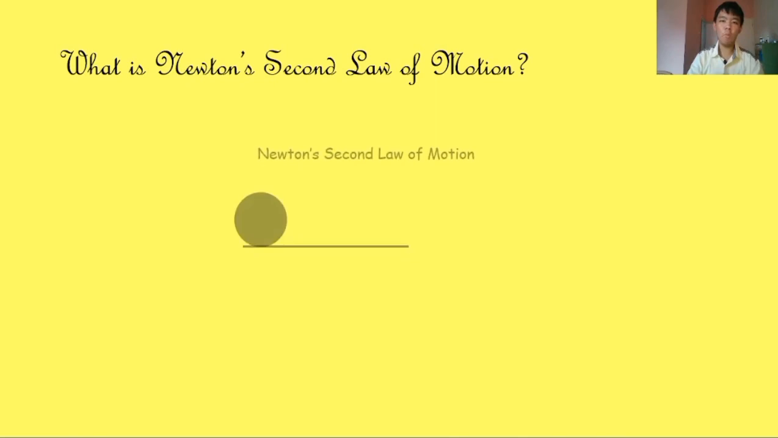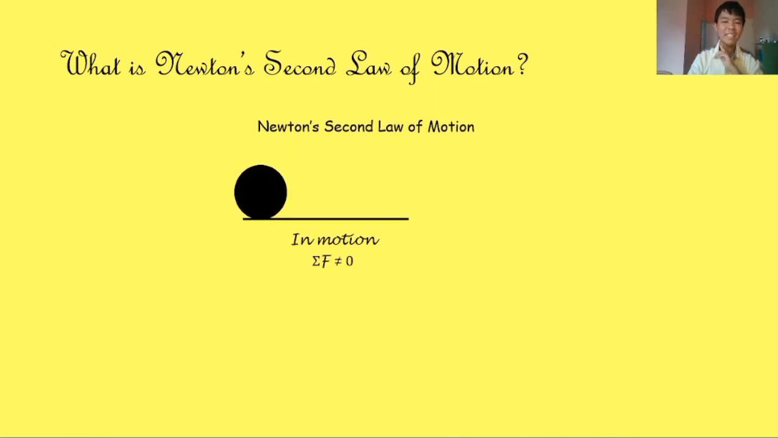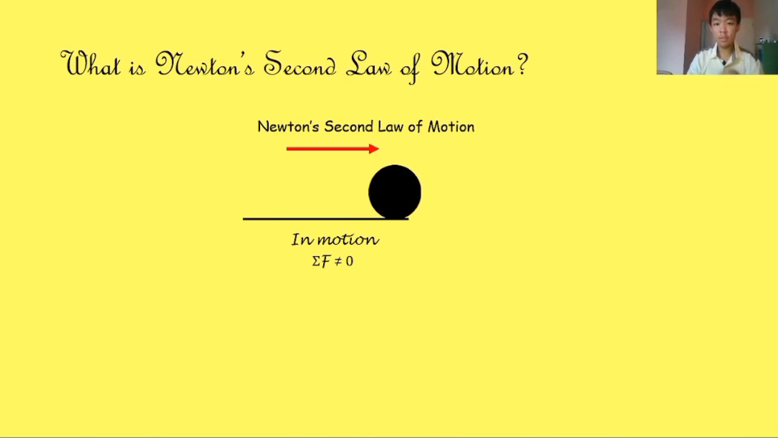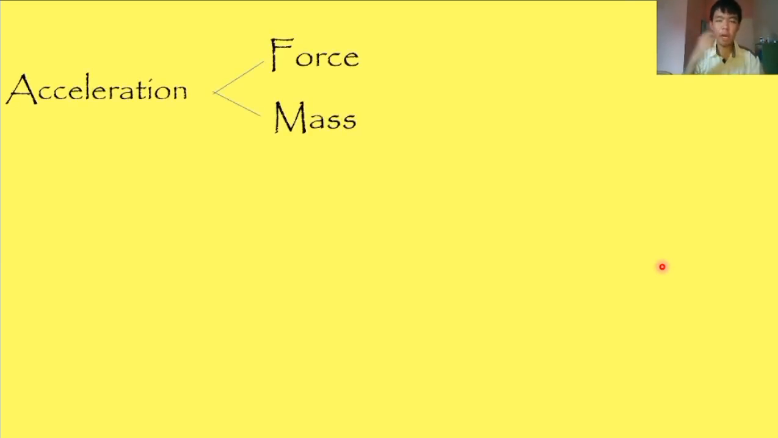Newton's second law of motion occurs when an object is in motion, but to be noted, it doesn't have a constant velocity and the resultant force is not equal to zero, so there will be acceleration. Now, I'm going to explain the acceleration that we will be using in Newton's second law of motion. Acceleration is affected by two factors, which are force and mass.